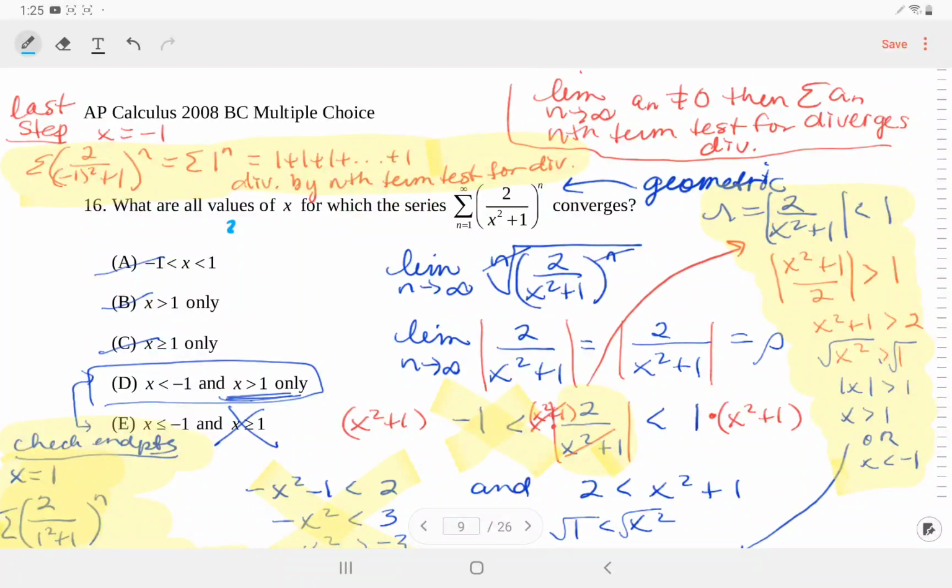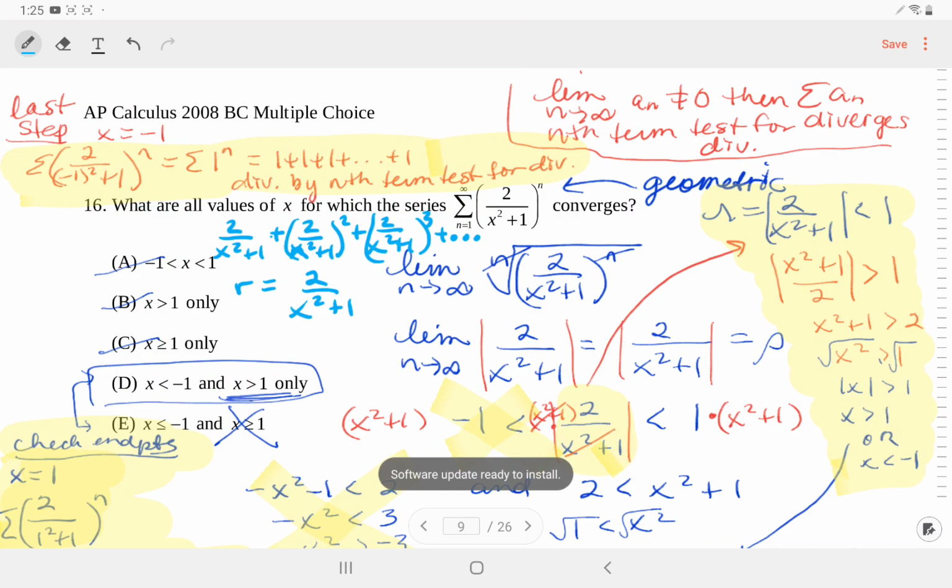So this is 2 over x squared plus 1, plus, that was n equals 1, n equals 2, looks like this. N equals 3 looks like this. So to get from one to the next, it looks like r equals 2 over x squared plus 1. I feel like the geometric part of the rule was a little strange, but I like the nth root test.